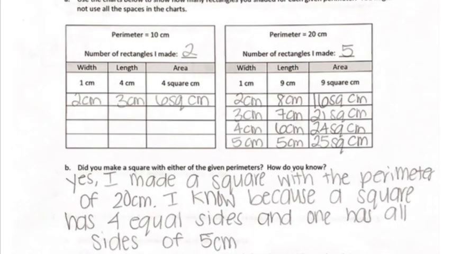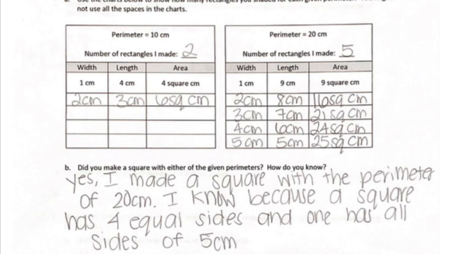Use the charts below to show how many rectangles you shaded for each given perimeter. You might not use all the spaces in the charts. So what I did for the first box is 10 centimeters, and I divided 10 by 2, which is 5. And I found the different ways I could add two numbers up to make 5. So the one given is 1 centimeter by 4 centimeters, and when you find the area, that is 4 square centimeters. The next one is 2 centimeters by 3 centimeters, and the area is 6 square centimeters. And that's all the ones I could find, so there are 2 rectangles I made for 10 centimeters.